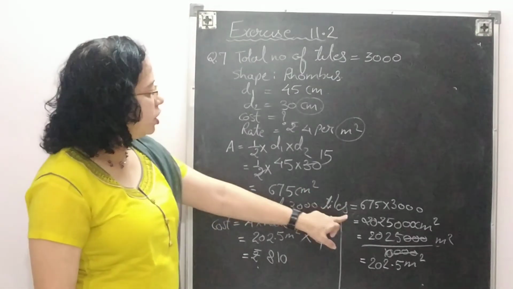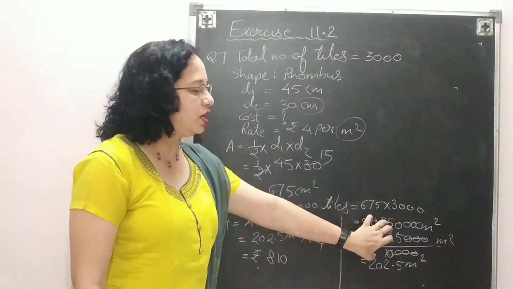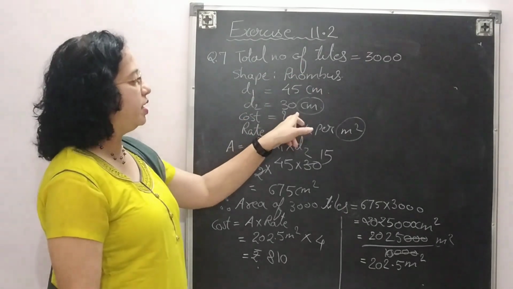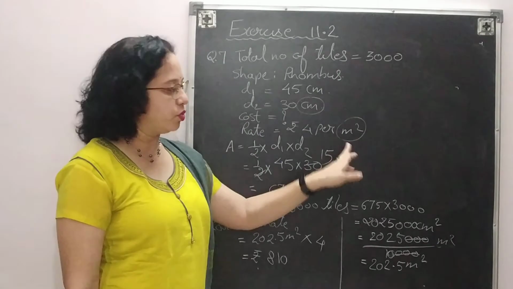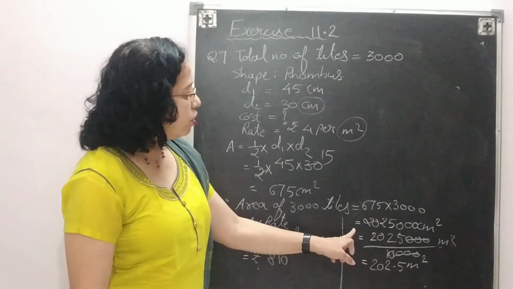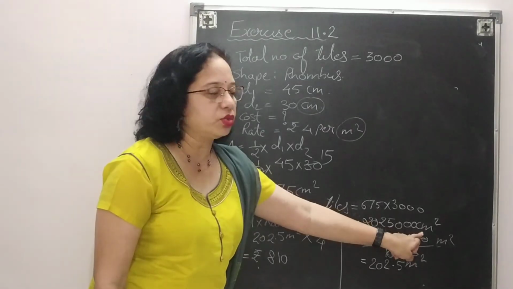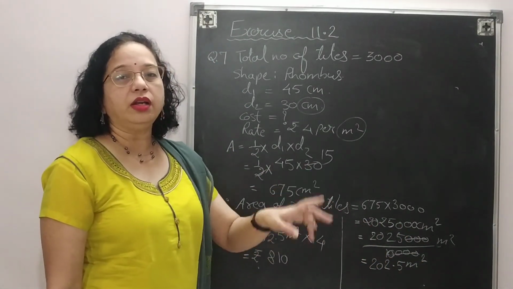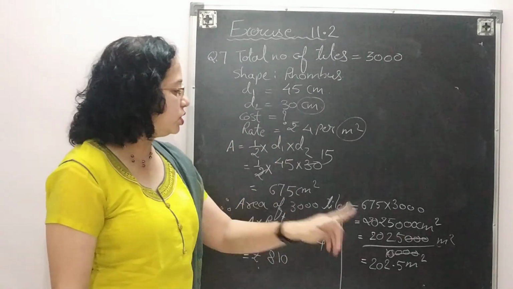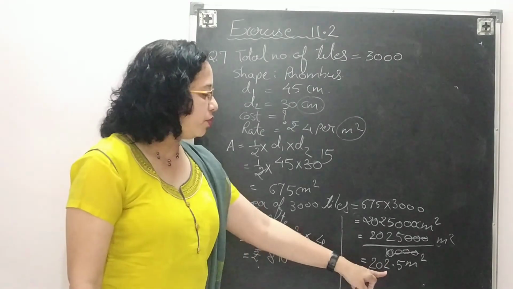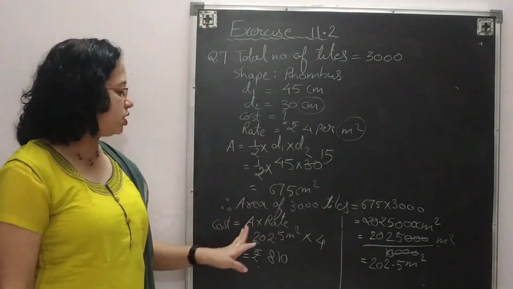Let me explain this part once again, because many students are doing something wrong here. Since the units are given in centimeter and rate is given in meter square, we will convert this area into meter square. Your area is this much centimeter square. How to convert into meter square? We need to divide by 100 into 100, that is 1 with 4 zeros. So the same thing I have written, 1 with 4 zeros. So once you convert it into meter square, it's very easy to find out the cost.